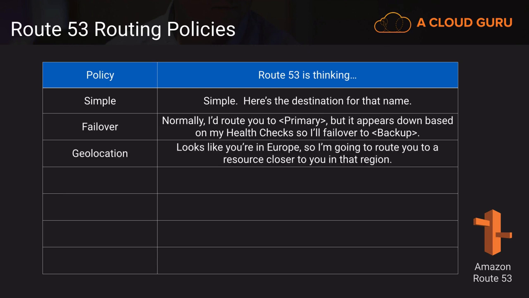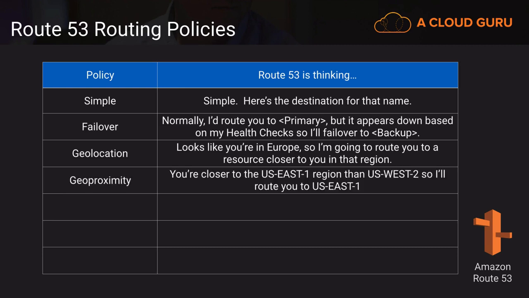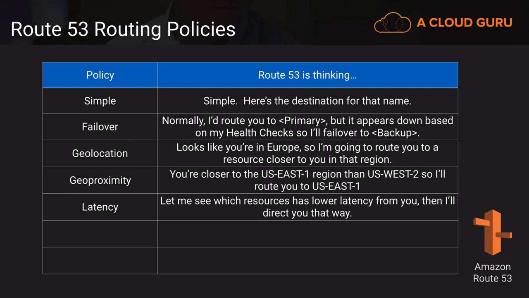Then we have geolocation. And what Route 53 is thinking there is, hey, looks like you're in Europe, so I'm going to route you to a resource closer to you in that region. Then we have geoproximity, and it's different than geolocation. So Route 53 is thinking, hey, you're closer to US East 1 region than US West 2, so I'm going to route you to US East 1. Then we have latency, which says, let me see which resource has the lower latency from you, and then I'm going to direct you that way.